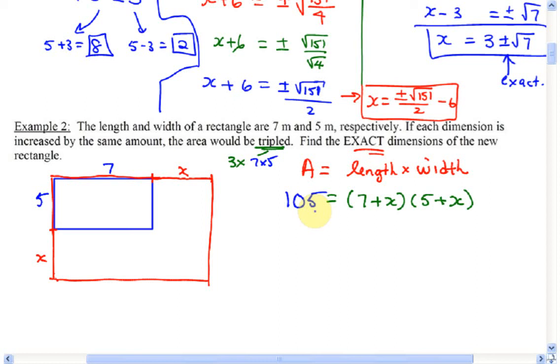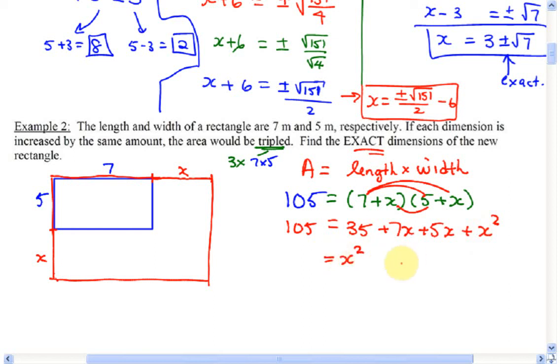Let's do it by using our method today of completing the square. But before we do that, let's expand and simplify first. So I'm going to ask you to expand and simplify. 7 times 5 is 35. 7 times x, 7x. 5 times x, 5x. X times x, x squared. My advice to you is to put the x squared term in the front. So I'm just going to rearrange things. X squared. 7x and 5x are 12x's. And then 35 minus 105. What's that? Negative 70. Excellent. And this equals 0.